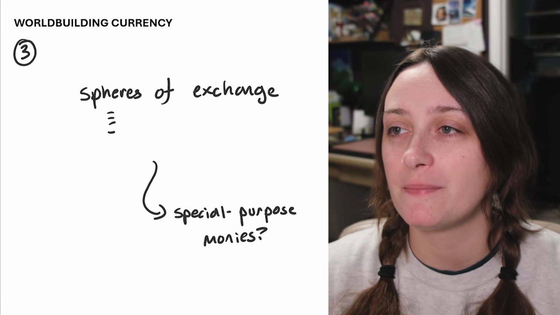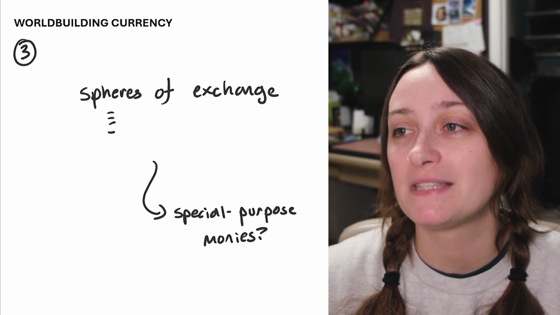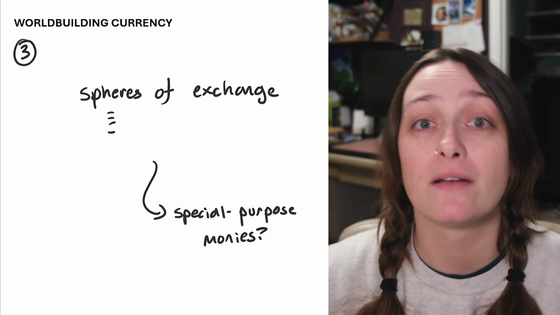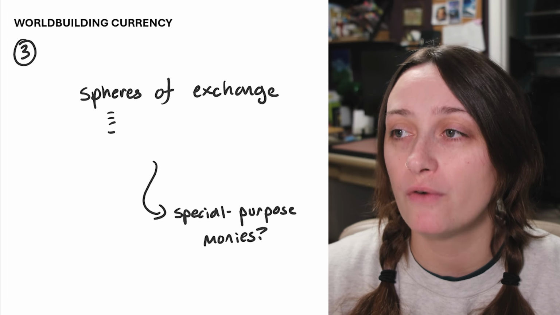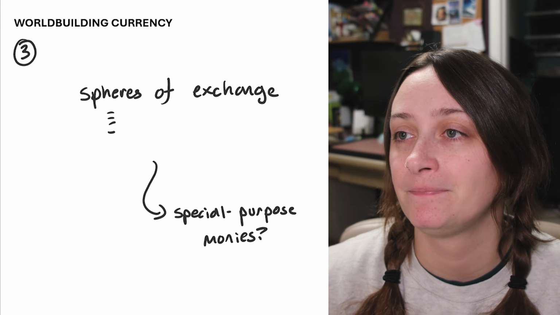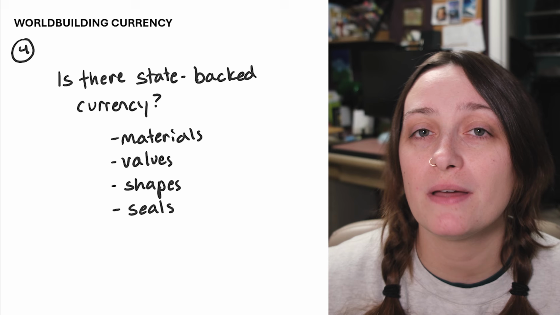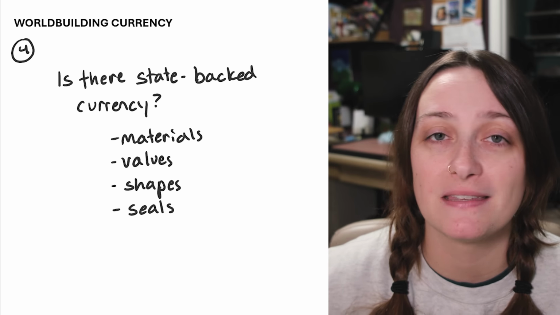Three, determine what the separate spheres of exchange there are or were, and what special purpose monies were used and how they might stick around symbolically if you've already moved over to a more general purpose currency. And then four, determine if there will be state-backed currency and consider what materials, values, shapes, and seals these coins might have.